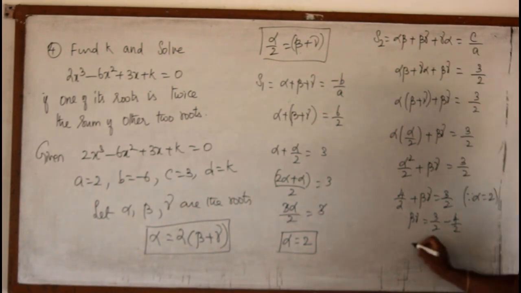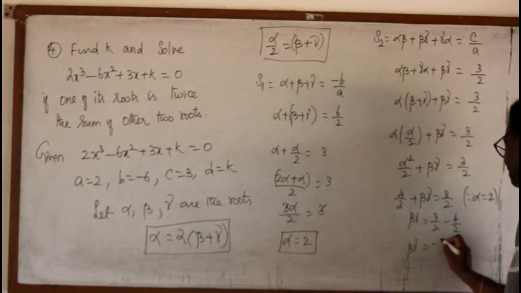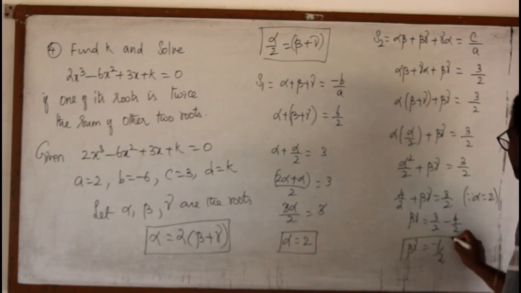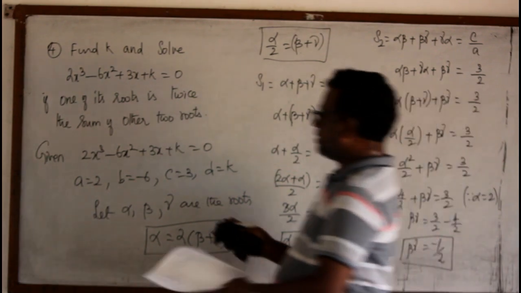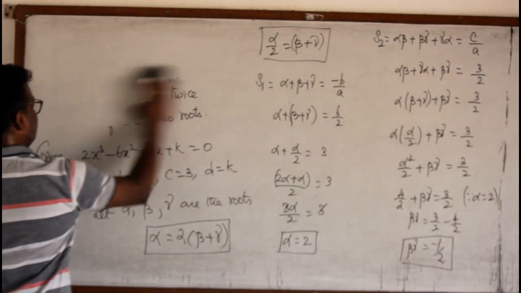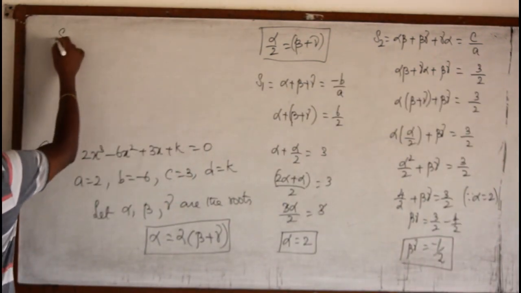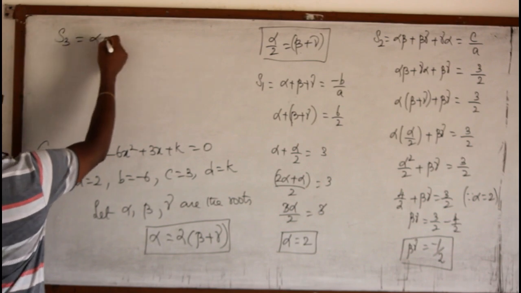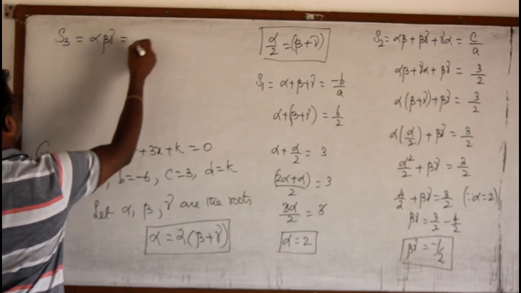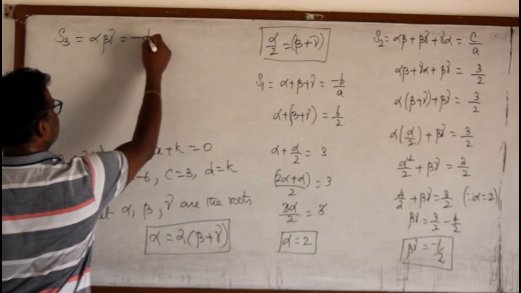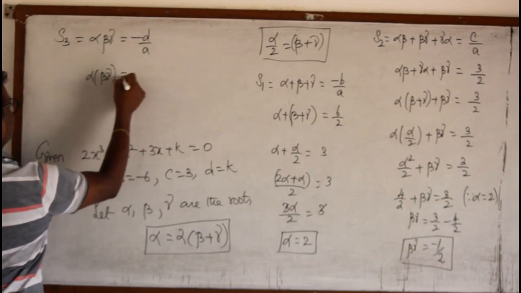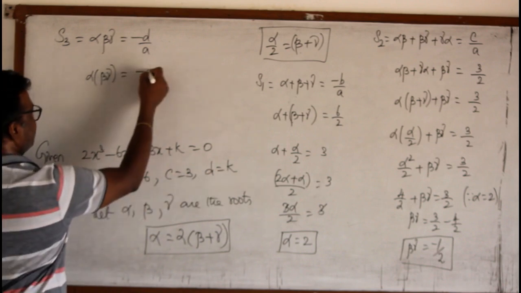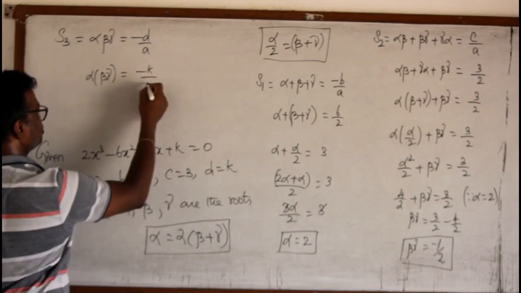Since alpha is 2, now beta gamma is 3 by 2 minus 4 by 2. Let me take it as it is. Then beta gamma is minus 1 by 2. I got the value of beta gamma. Now, we shall go for S3. Here S3 is alpha into beta into gamma, that is minus d by a. Alpha into beta gamma equal to minus k by a, a is 2.